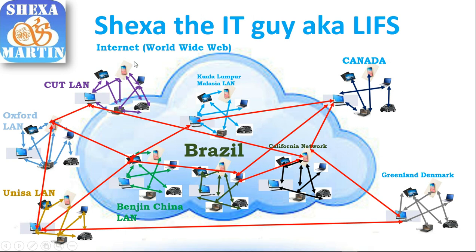So what do we have? We now have the internet, which is the World Wide Web. It's just a network of networks, and the networks are scattered all over the world. That's what we call the internet. So network and internet, it's the internetwork, interconnection between networks. So we have these: this is UNISA, which is in South Africa, Oxford, CUIT, Zimbabwe, Malaysia, Brazil, Beijing, China, California, Greenland, Denmark, Canada.